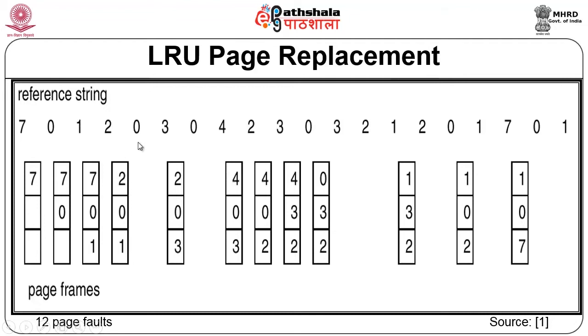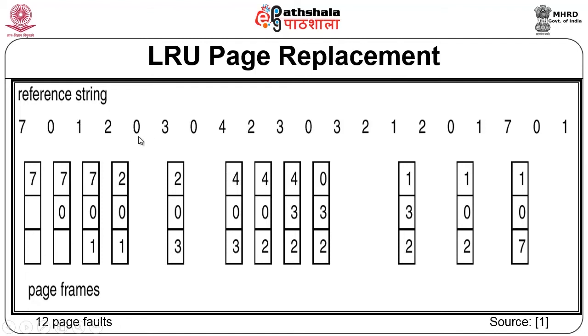And the next reference is to page number 0. Page 0 is already present, so it is used, and at this particular point, though 0 was brought in earlier, it has been referred to now. So this time is also noted for page number 0. And then the reference is to page number 3. Page number 3 is not present here, and hence you need to choose a page for replacement because there is no free frame as well.